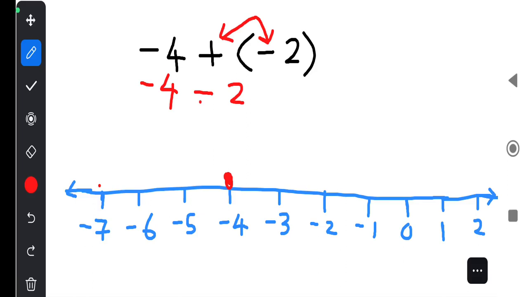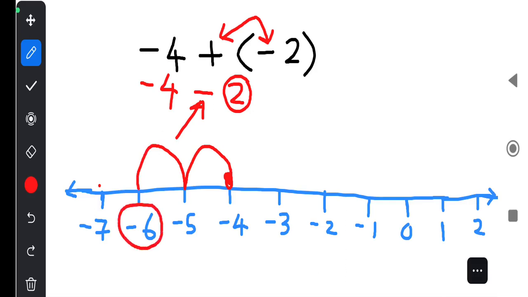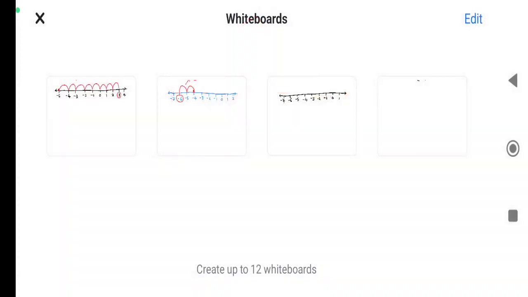Now this minus that the arrow is pointing to simply means that we should move to the left. How many times are we going to move to the left? We are going to move 2 times. Let's do that quickly. You have 1 and then you have 2. Now we ended at -6. That means that the answer is -6. Very easy.